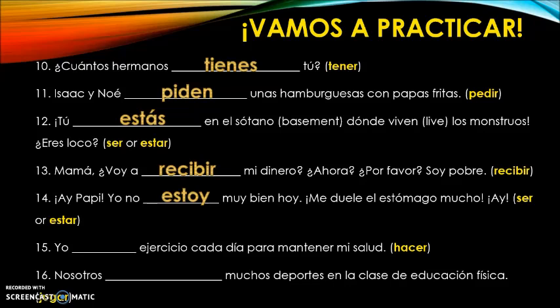Número 15. Yo hago ejercicio. So this one is an irregular yo form. It's a go verb. So it's only that way in the yo form. And número 16. Nosotros jugamos muchos deportes. And that one is a stem changing verb, but not in the nosotros form.